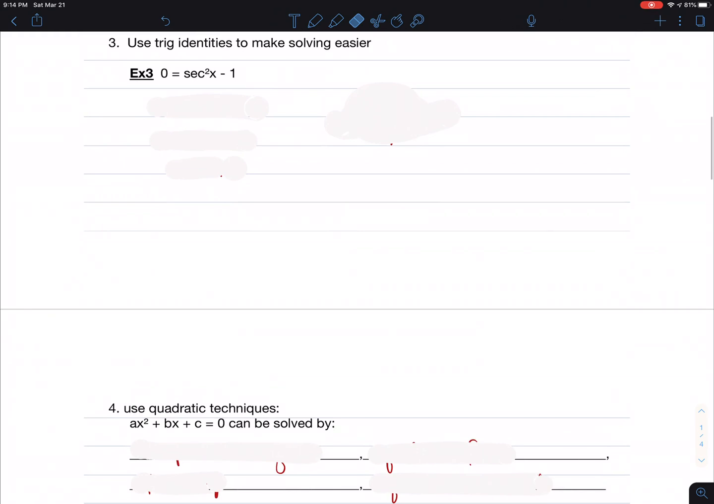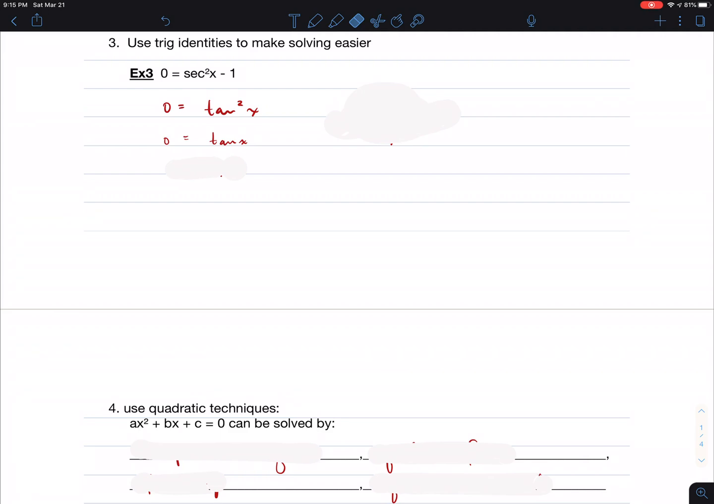All right, let's jump down to example number 3, and method number 3: use trig identities to make solving easier. Okay, so we know from earlier in the chapter the Pythagorean identity that says secant squared minus 1 is the same thing as tangent squared. So this makes it just slightly easier. I can take the square root of both sides. The square root of 0 is 0.